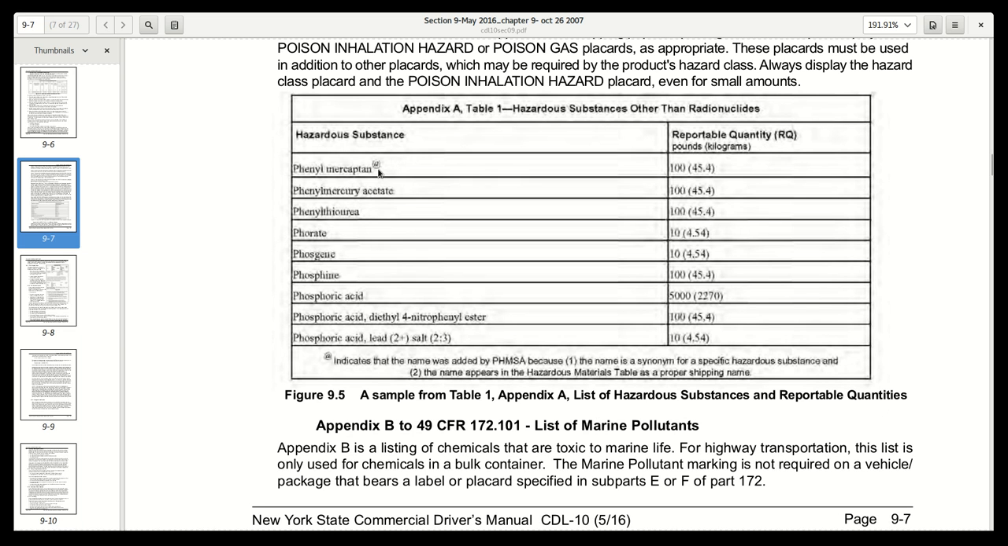So this symbol up here indicates that the name was added by PHMSA because, one, the name is a synonym for a specific hazardous substance, and two, the name appears in the hazardous materials table as a proper shipping name.